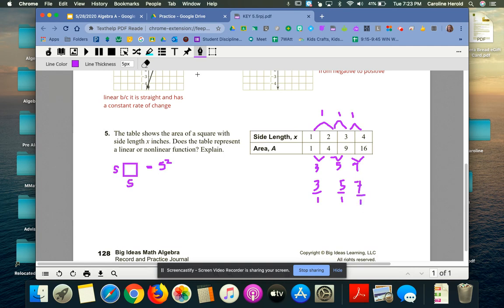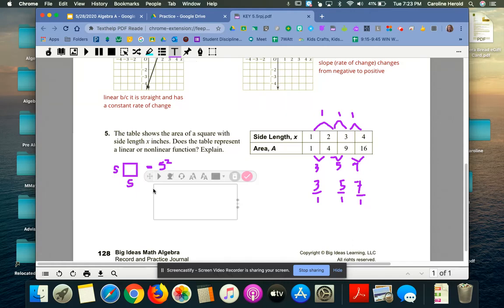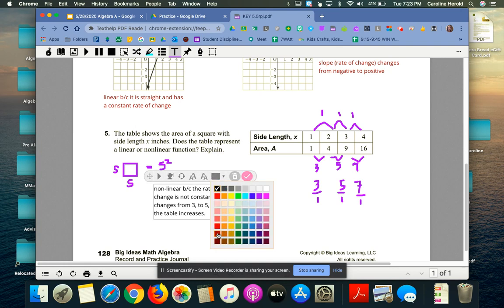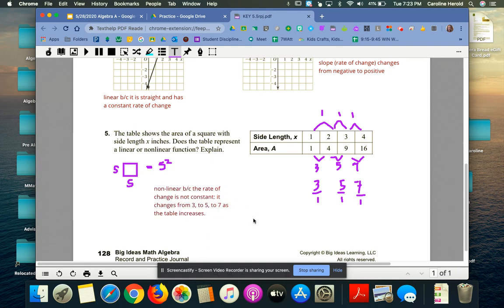So if I have to explain this, then I think I've done my due diligence in trying to explain. This is nonlinear because the rate of change is not constant, right? It changes from 3 to 5 to 7 as the table increases. I guess we can say something like that. All right, so pretty simple, straightforward, linear versus nonlinear.